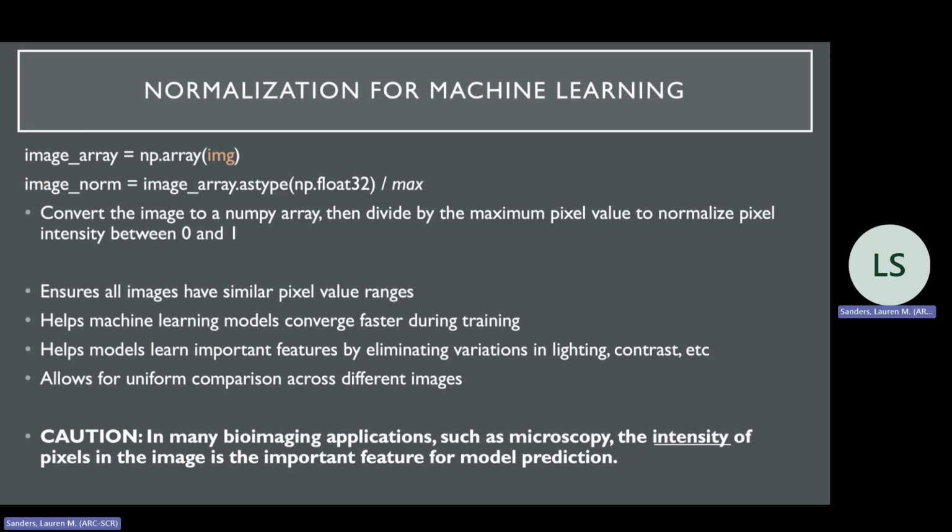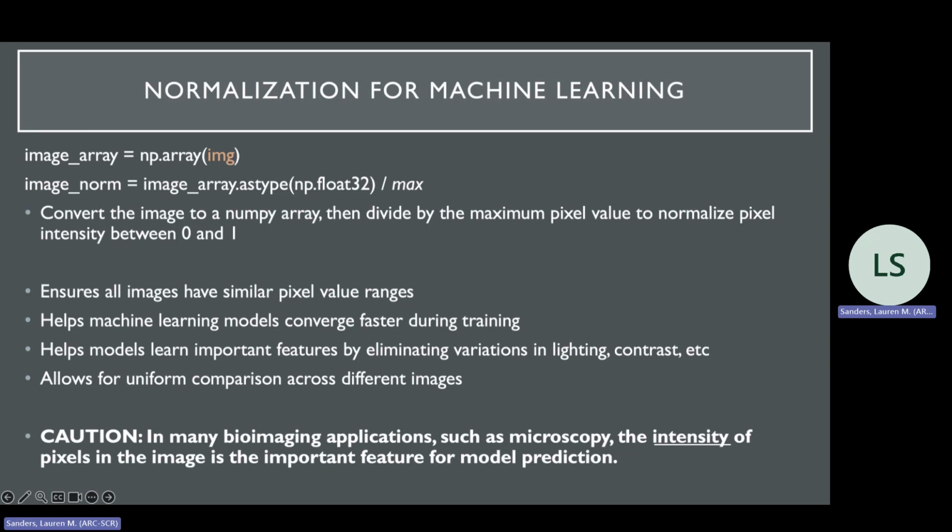It can help machine learning models converge faster during training because they don't have to deal with values that are on all different scales. And it can help the models learn only what the important features are by eliminating variations that may exist in lighting and contrast. And it allows for uniform comparison across different images where images aren't all on different scales.